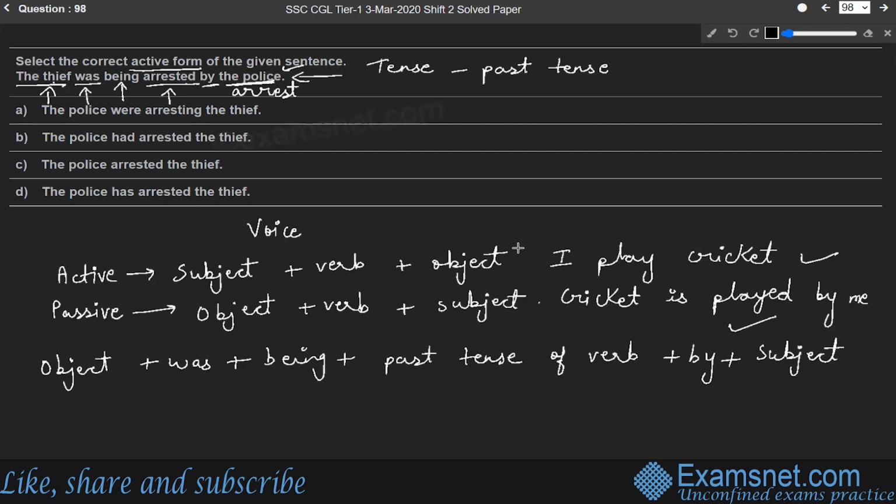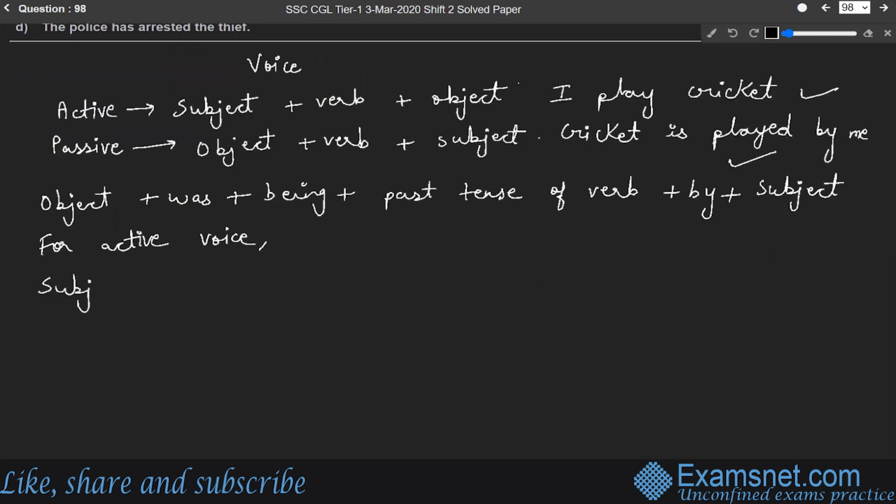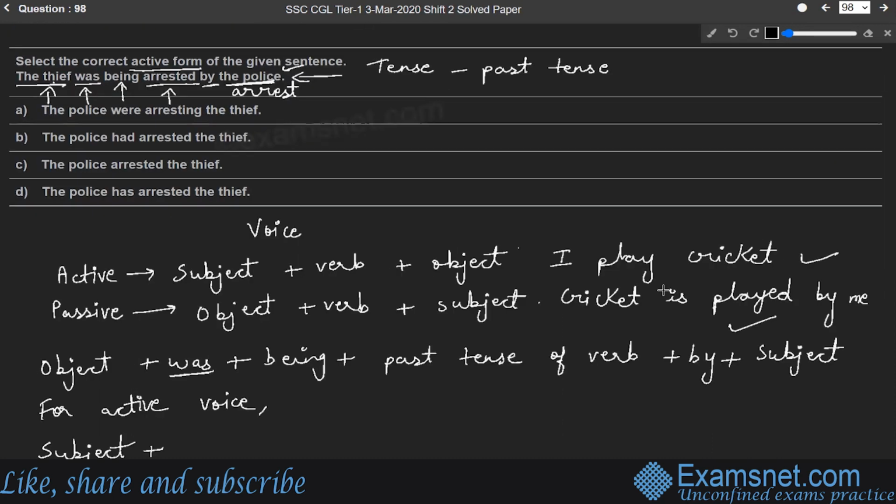Now we have to convert this to the active voice. So firstly, let us write the format for the active voice. For active voice, the format will be subject. As I told you, in active voice, the subject performs the action on the object. So the first thing to write in active voice is the subject. Plus, now you can see that here there is was, but the subject is the police. The police means not a single person. Okay. So here the helping verb will change to were. Okay. Now this being will be eliminated in the active form.